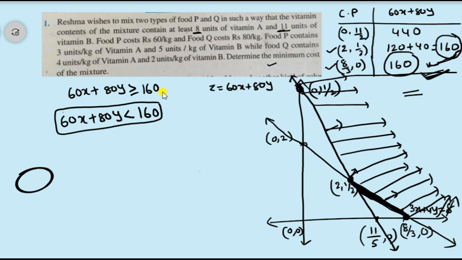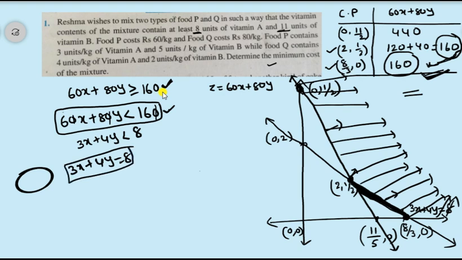Observe here. We got the information 60x plus 80y is always greater than or equal to 160. Let us take a contradiction for this: 60x plus 80y less than 160 is also possible. Now what about this simplification? You will get 3x plus 4y less than 8. Come on, draw the line 3x plus 4y is equal to 8.